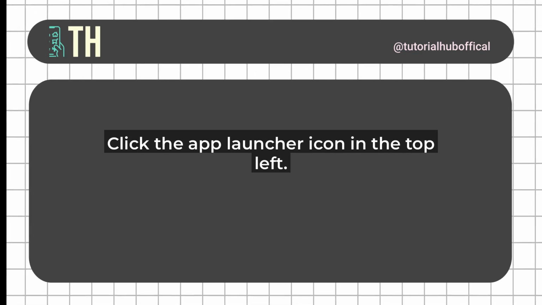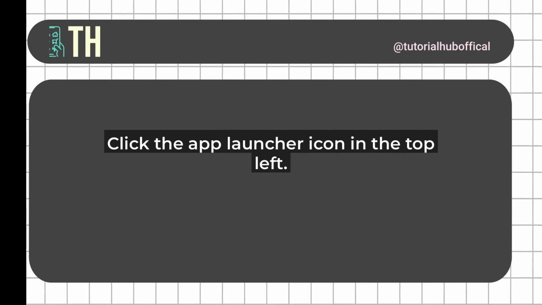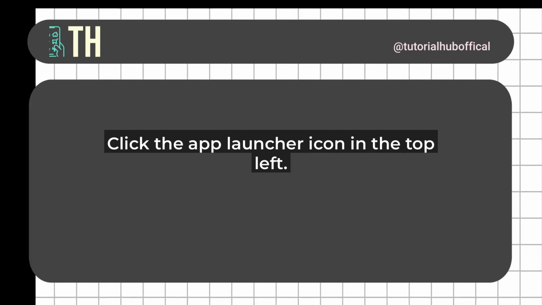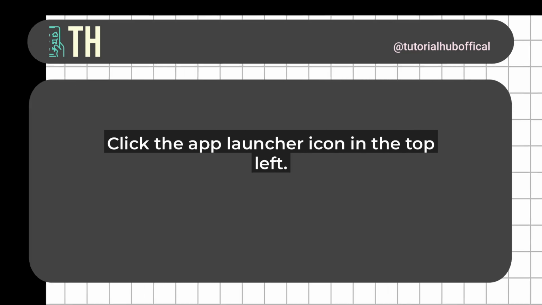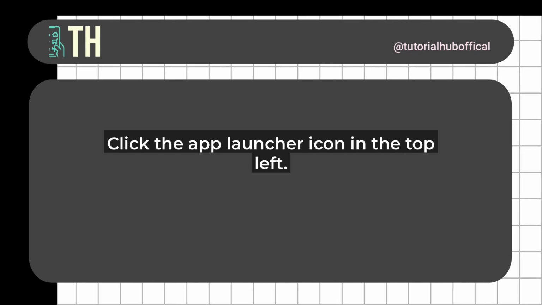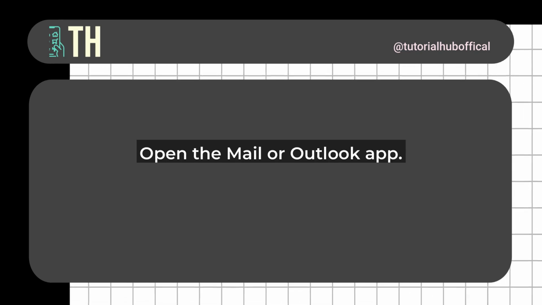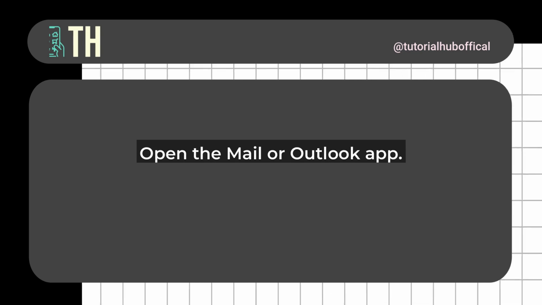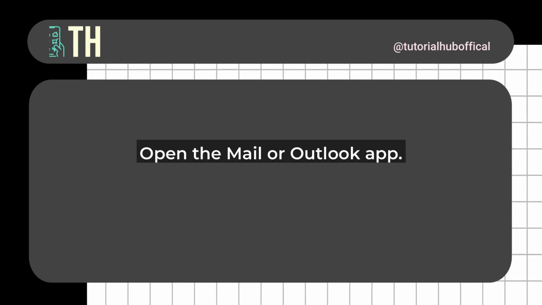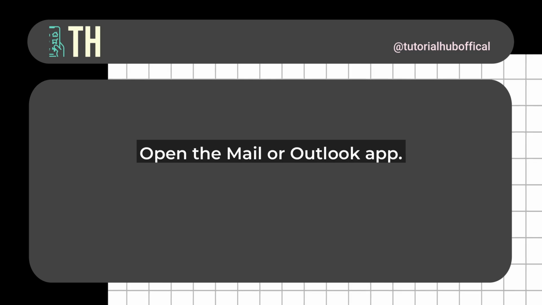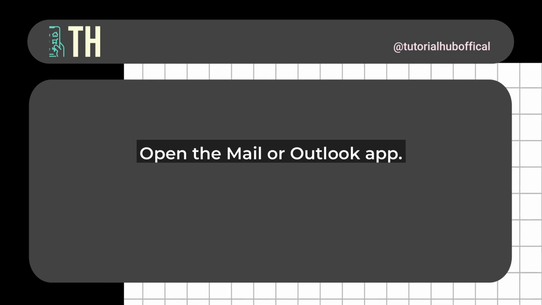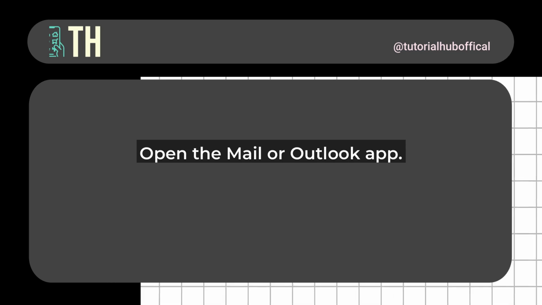Let's jump right in. First things first, make sure you're logged into your Outlook Web account. Open your web browser and go to outlook.office.com, then enter your credentials. Once you're in, look for the app launcher. It's that little grid icon, usually in the top left corner. Click on it to open the menu. Next, navigate to the Mail app or Outlook if it's not already open.